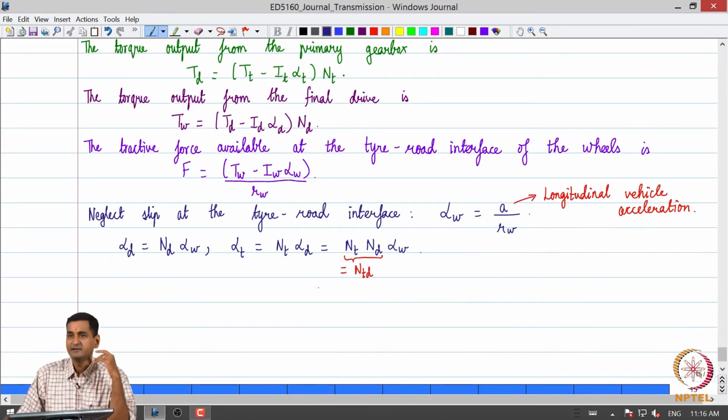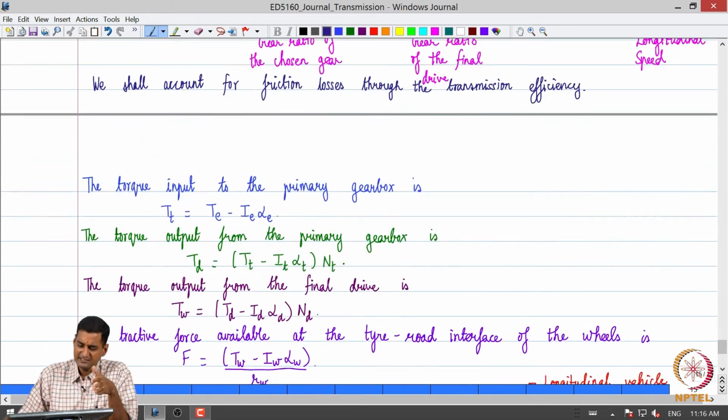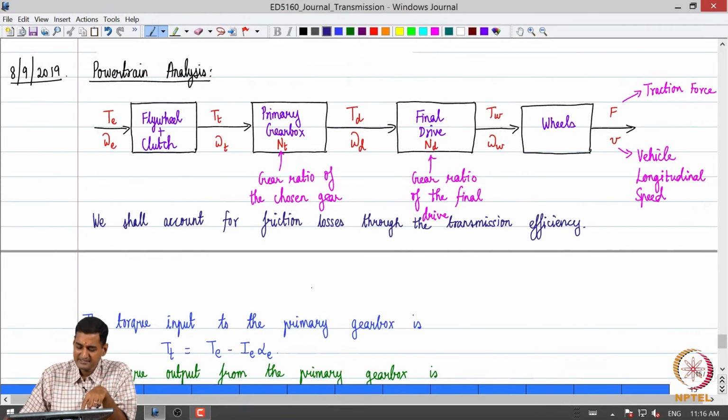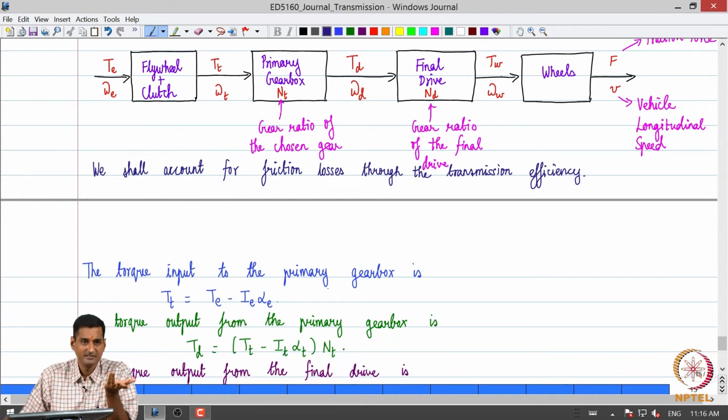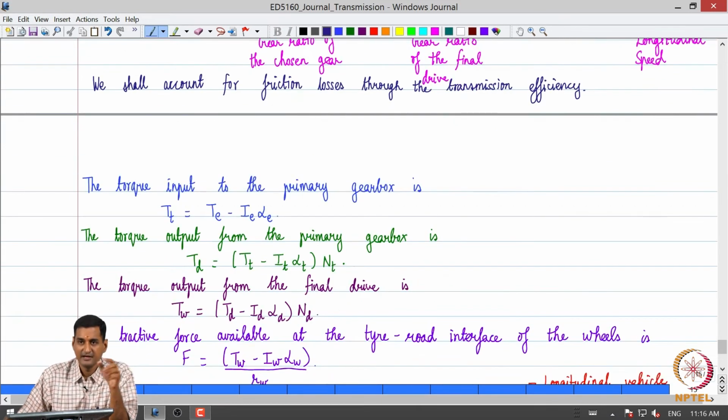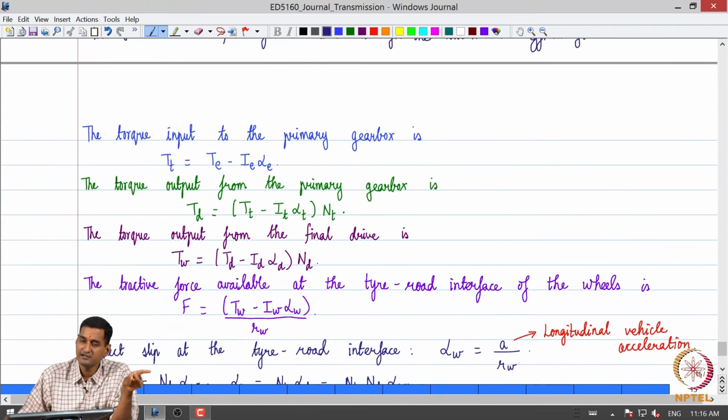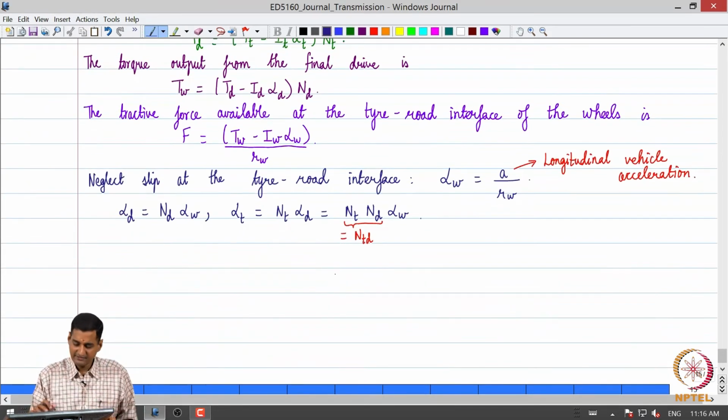Of course, when the clutch and the flywheel rotate as one unit, alpha t and alpha e will become the same, because it is rotating without any slip, when the clutch is fully engaged and the entire flywheel clutch assembly is rotating as one unit. So, that is something we remember.